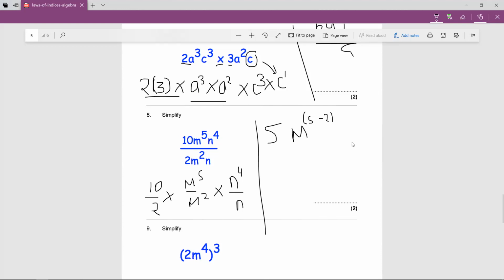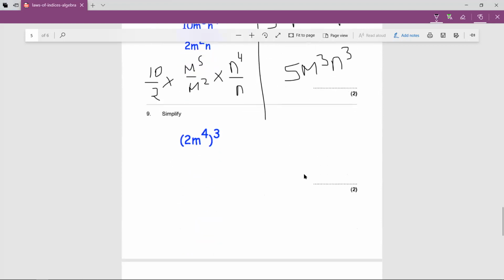The third term is n power 4 divided by n. So we'll have n power 4 minus 1, because the second n has a power of 1. So this one simplifies to 5m power 3 n power 3. All right, let's go to number 9.